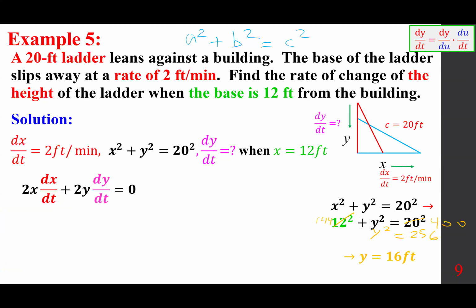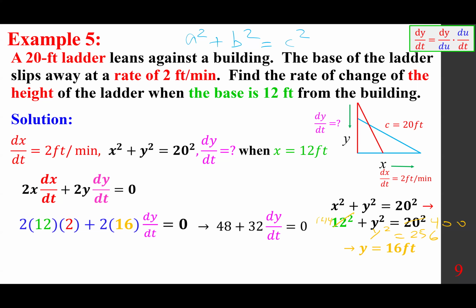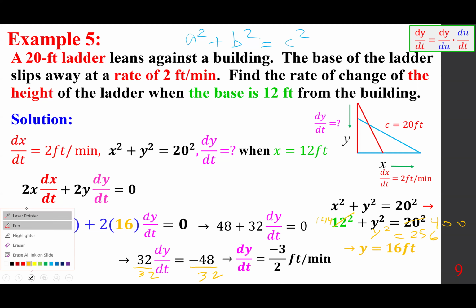And y is 16 feet. Plug in. 2 times 12 times 2 is 48. 2 times 16 is 32. Move the 48. Divide by 32. You get negative 3 halves. So dy/dt is negative 3 halves feet per minute. And again, x is increasing, dx/dt is positive, y is coming down, decreasing, therefore it must be negative.